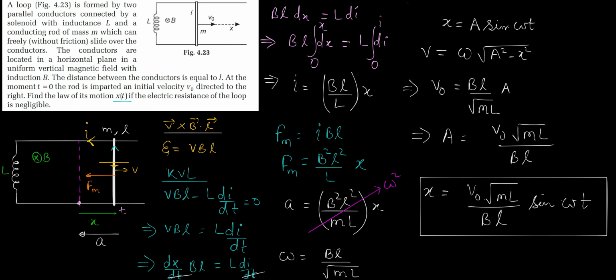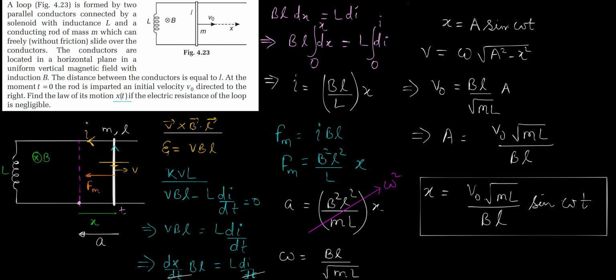So magnetic force is ILB, then we plug the value of I here, then we got this magnetic force, and then we applied Newton's second law, then we got acceleration as a function of x, then we observed that that is the equation of simple harmonic motion with angular frequency given by this one, and finally we could see that x as a function of time in SHM is given by this one, x is equal to A sine omega t, because at t equal to 0 the rod is initially at the mean position here.